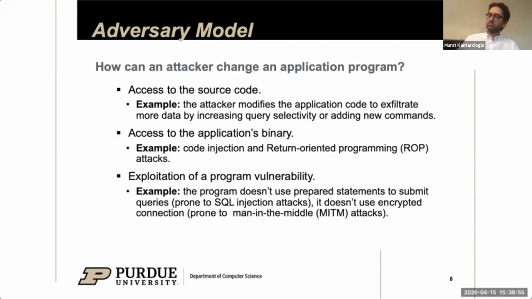Another way is program vulnerabilities. They enable the attacker to change the program's behavior without having access to either the source code or the binary. If, for example, the program doesn't use prepared statements to submit queries, then the attacker can perform a SQL injection attack. Or if it doesn't use an encrypted connection, then the attacker can perform a man-in-the-middle attack.